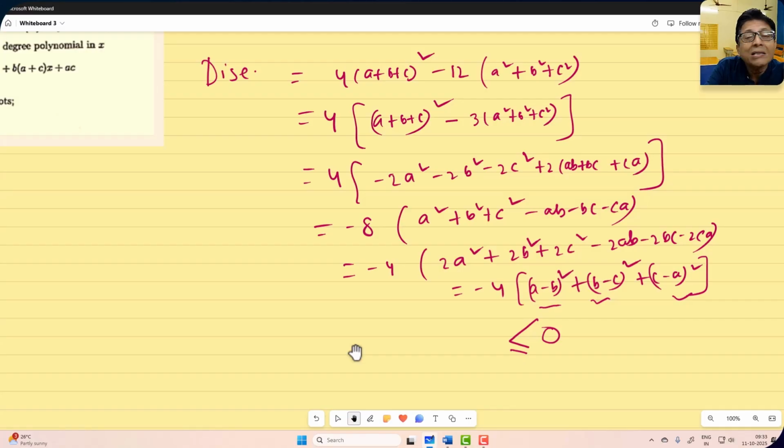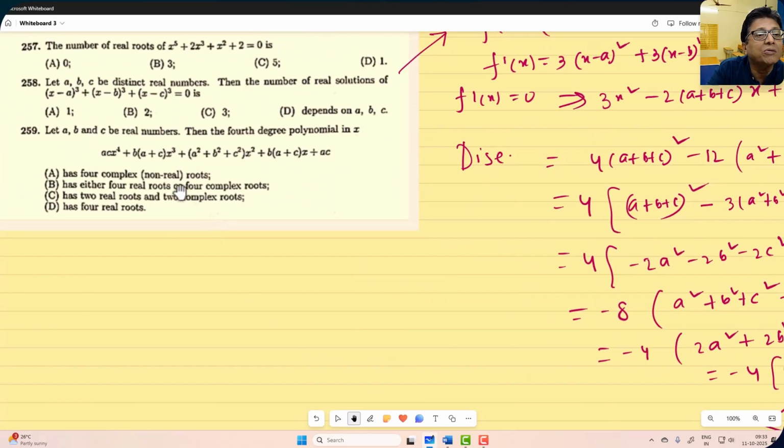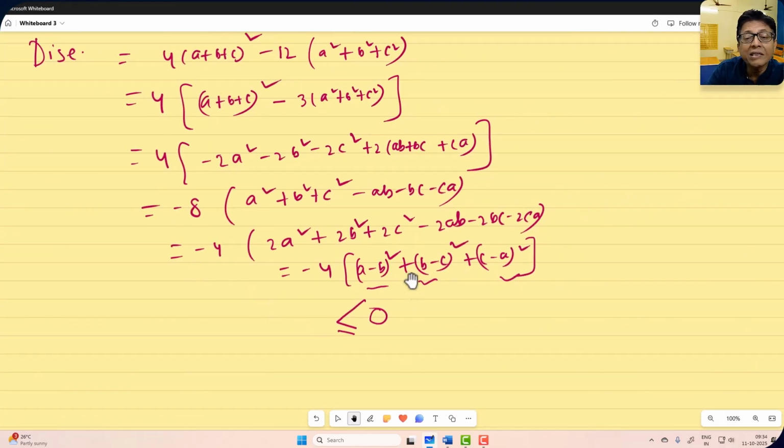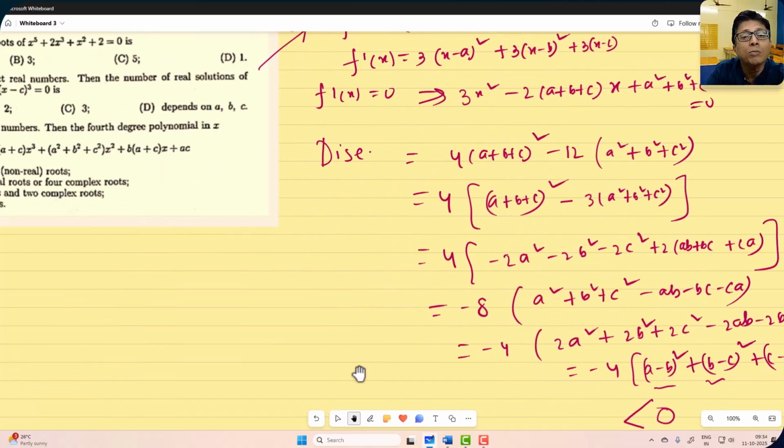So, one thing is very clear, that a is not equal to 0. ABC are all real numbers, no specific condition given over there. Distinct real numbers, sorry, I am doing 258. They are distinct real numbers, so you cannot put equal to 0 over there. They cannot be equal.